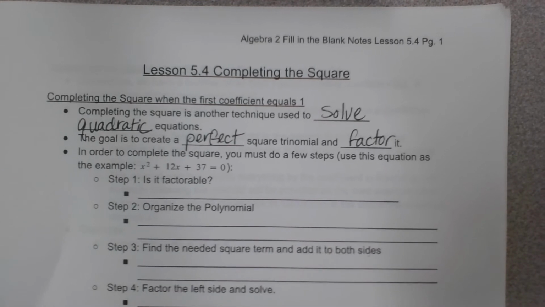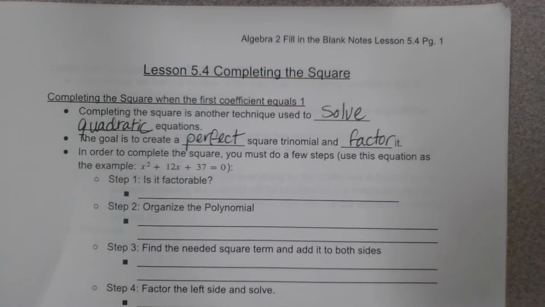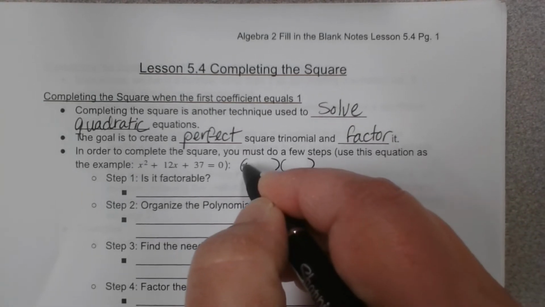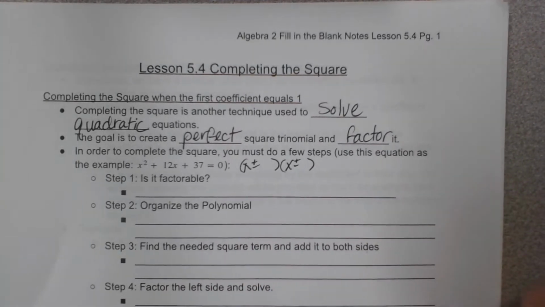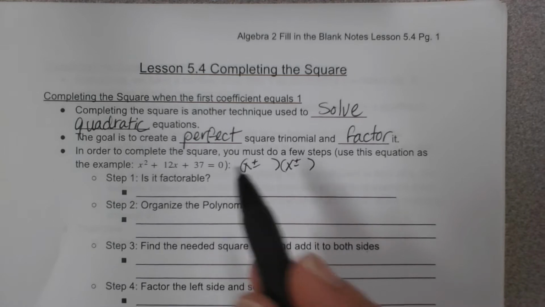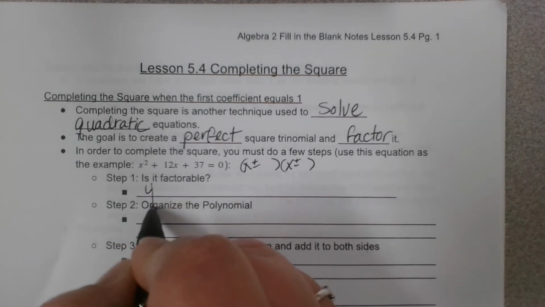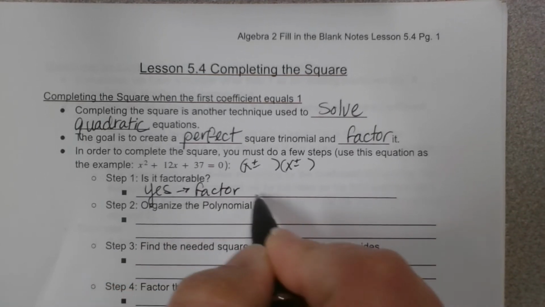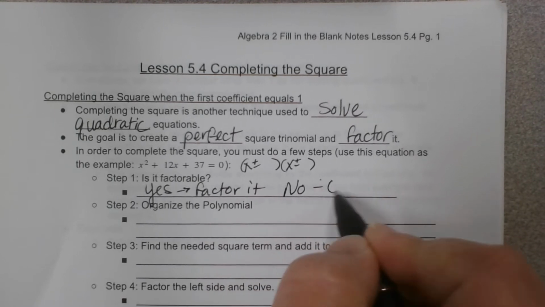Is it factorable? That's the first thing you want to ask yourself. And remember that factors look like this, where you'd have x plus or minus some number and x plus or minus some number. And in this case, I picked one that is not factorable. But if the answer was yes, it's factorable, then you should factor it. But if it's no, then you keep going. We're going to complete the square.